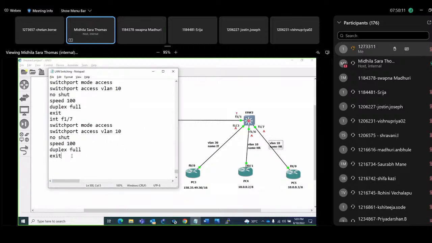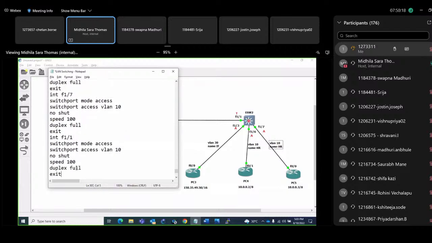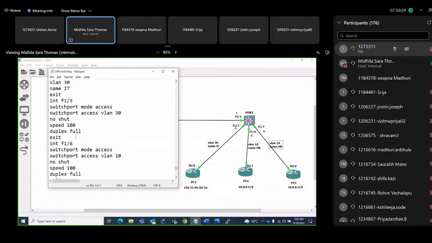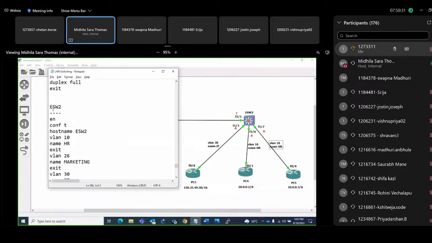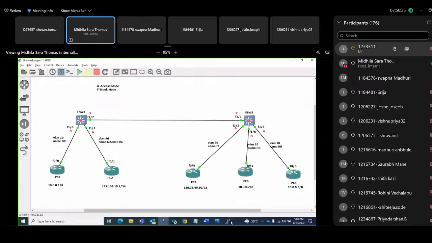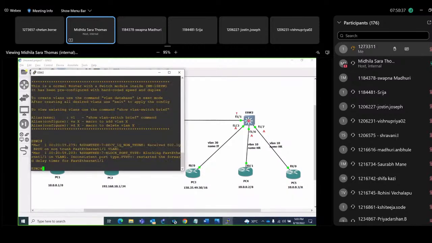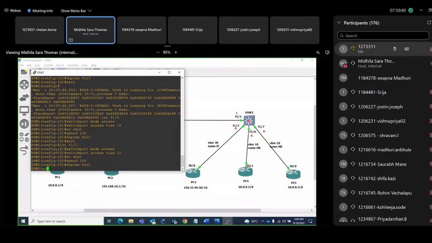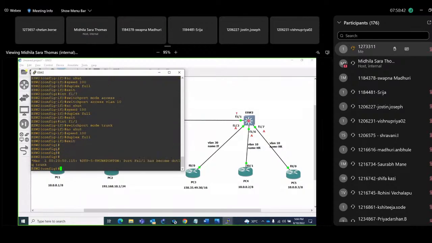Done. Now, in F1/1, what should you do? Is it trunk or access? It is trunk. So switch port mode trunk, no shut, speed 100, duplex full, exit. Done. Can I paste it? Wait, I'll write it at the end. No issues, I'll write it. Control C, ESW2, let me paste it. Done.